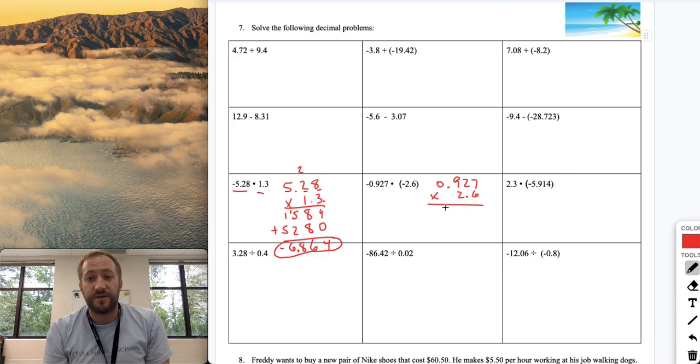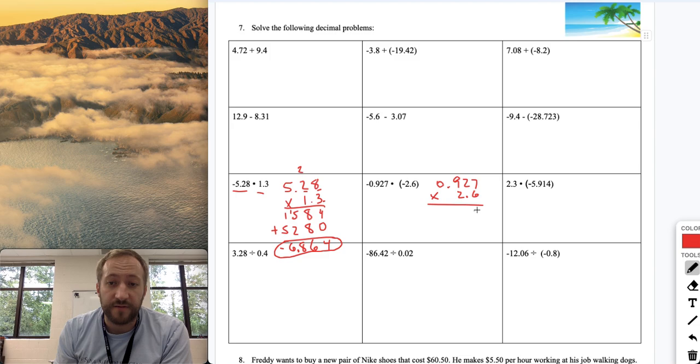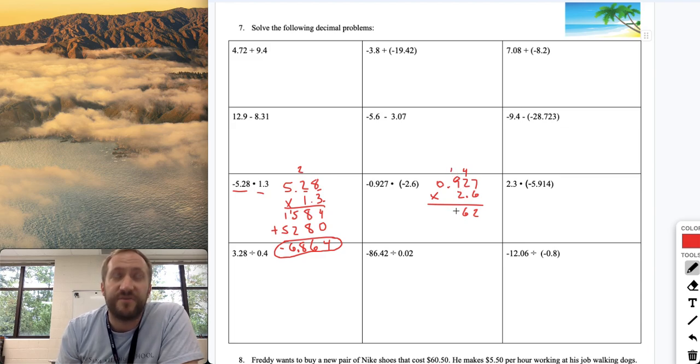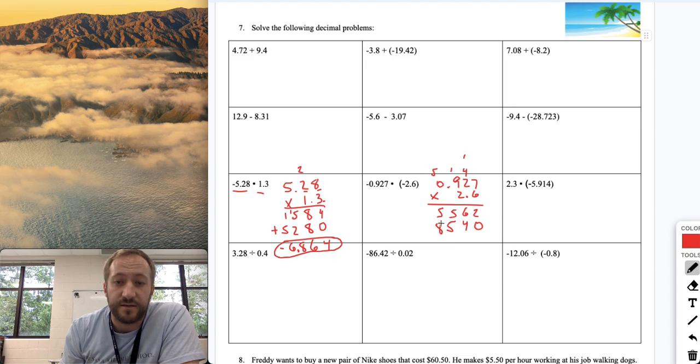Looking at this, I'm going to set this up. So 6 times 7, I'll start multiplying. It's 42. 6 times 2 is 12, plus 4 is 16. Carry the 1. 6 times 9 is 54, plus 1 is 55. Carry the 5. 6 times 0 is 0, plus 5. And now I'm moving from the 6 over to the 2. So I'm going to put a 0 right here so I can move over to this 2 and start multiplying. 2 times 7 is 14, carry the 1. 2 times 2 is 4, plus that 1 is 5. 2 times 9 is 18, carry the 1. 2 times 0 is 0, plus that 1 gives me 1.